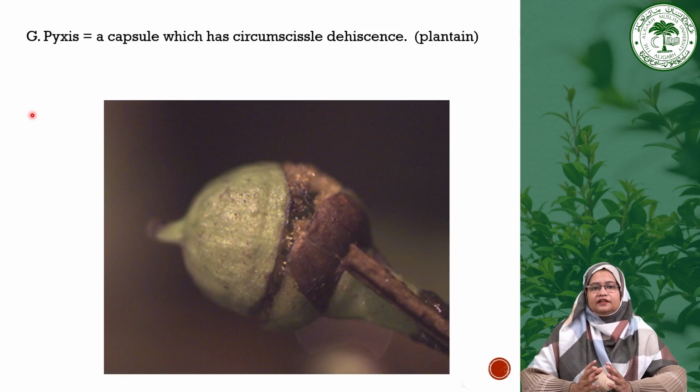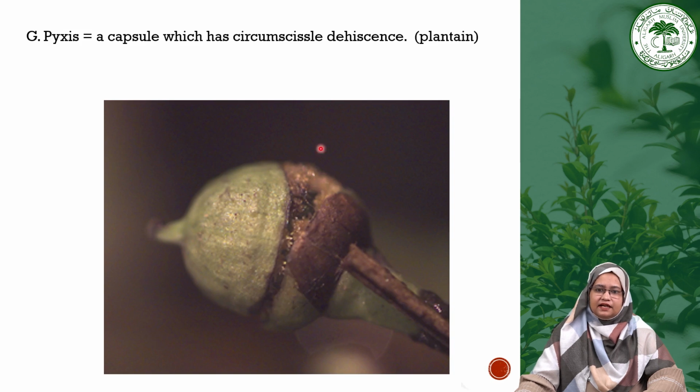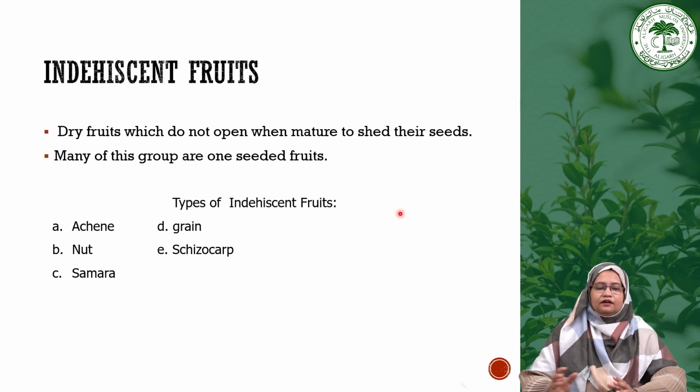Then the next type of capsule is pyxis, a capsule that dehisces from its circumference. As you can see here, this is dehisced by its circumscissile line. This is called the pyxis, in the case of plantain.